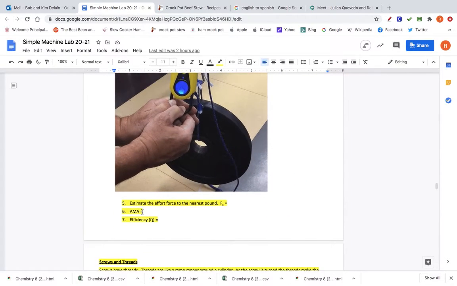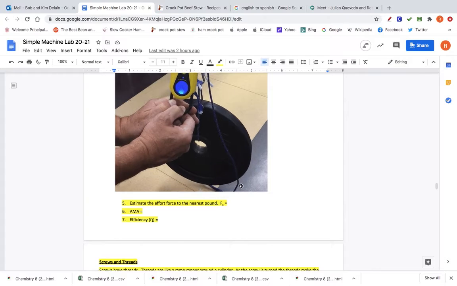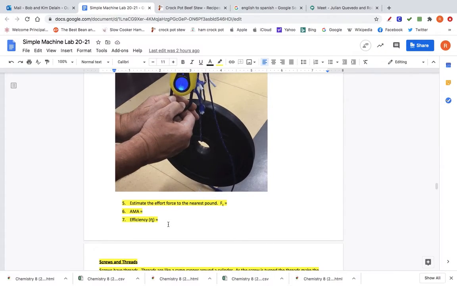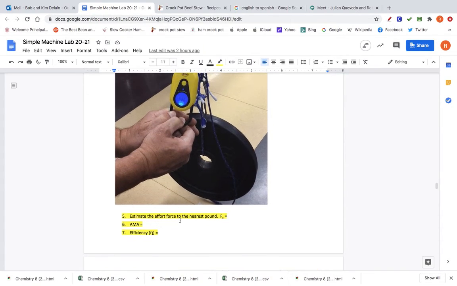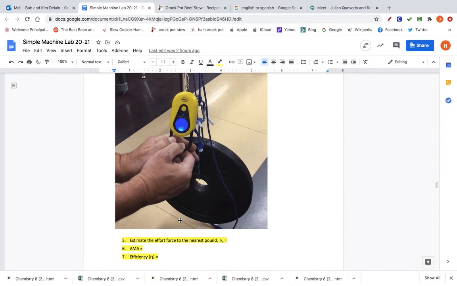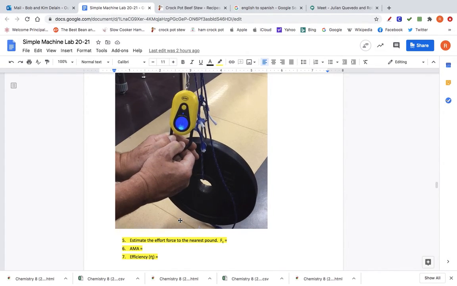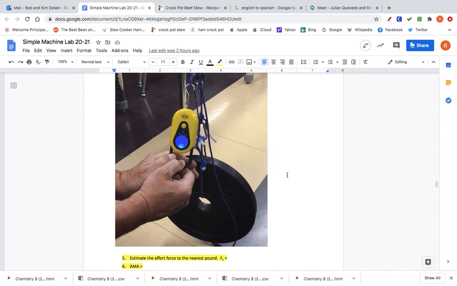So AMA is force of resistance divided by force of effort. Force of resistance is the force of the load, and then efficiency is AMA divided by IMA multiplied by 100. Make sure you pay attention again to how you're supposed to round your answer off to the nearest 10th, 100th, or 1000th place, because that makes a big difference.